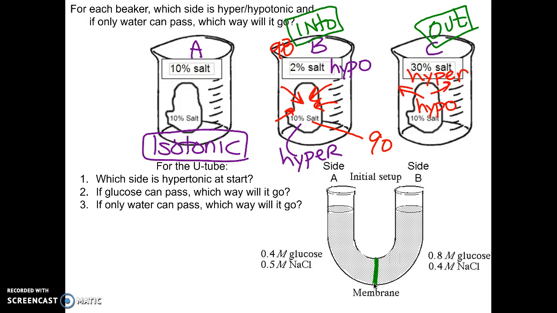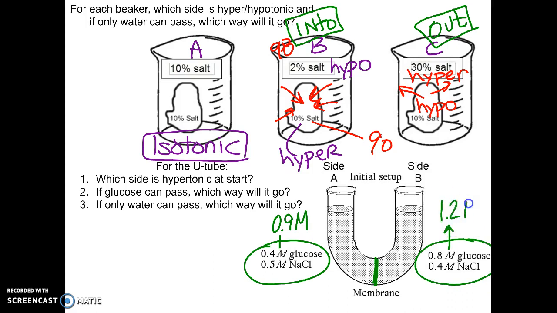Don't let molarity throw you off. You don't have to be able to calculate molarity. If you failed that test in chemistry, you don't have to worry about it. All you have to know is, just like with percents, the higher the molarity, that just means it's more concentrated with solute. So the first question they ask is, which side is hypertonic at the start? They want to see if this is going to throw you off because they gave you two different solutes. All you've got to do to get the total concentration is add them together. So if we add together our left side, our total concentration is 0.9 molar. And on the right side, it's 1.2 molar.